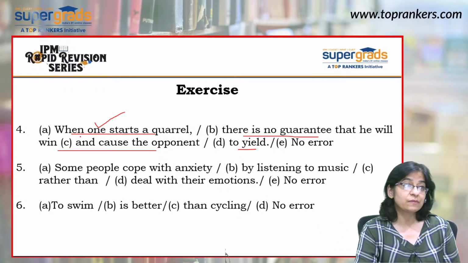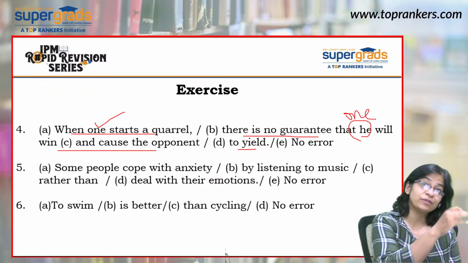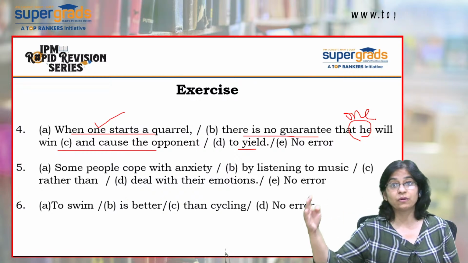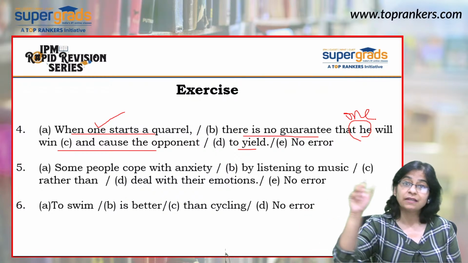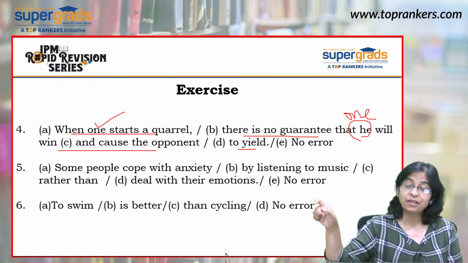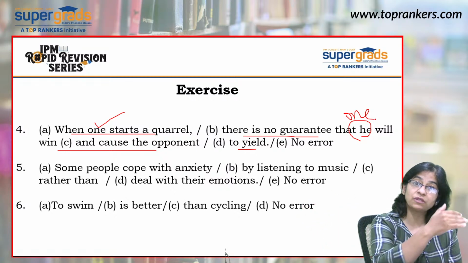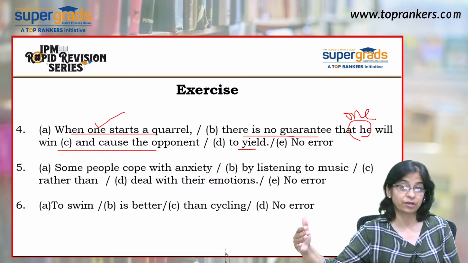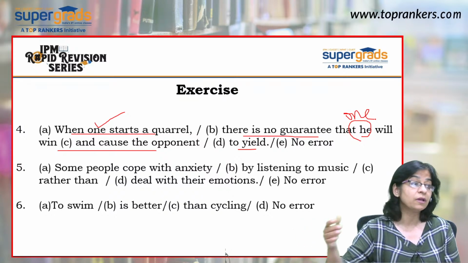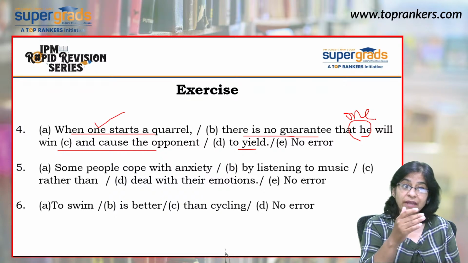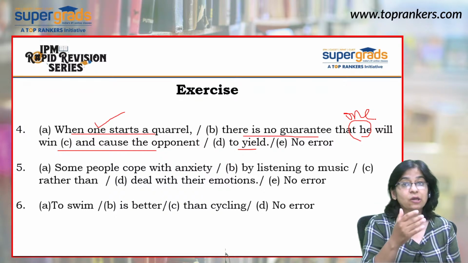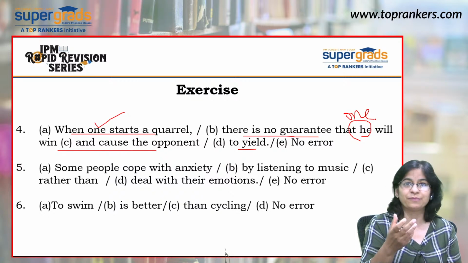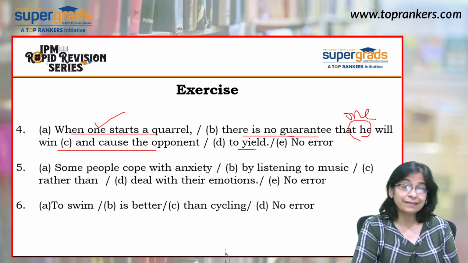Now, the sentence says when one starts a quarrel, there is no guarantee that he will win or one will win. We've started the sentence with an indefinite pronoun, so it's essential that the pronoun should be used in the same fashion. So if I have used an indefinite pronoun in the beginning of my sentence, it should only be followed by a pronoun in the same structure. That is, it should again be an indefinite pronoun. So when one starts a quarrel, there's no guarantee that one will win and cause the opponent to yield. That was the only problem in this structure. Well, the next one now.